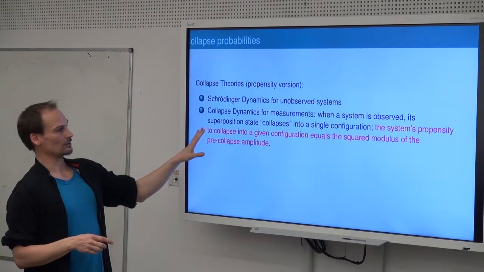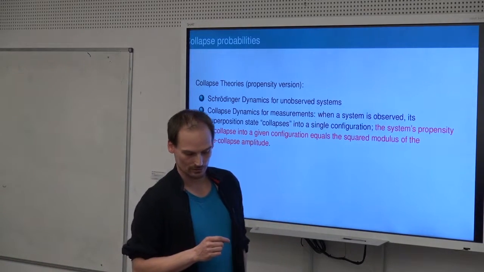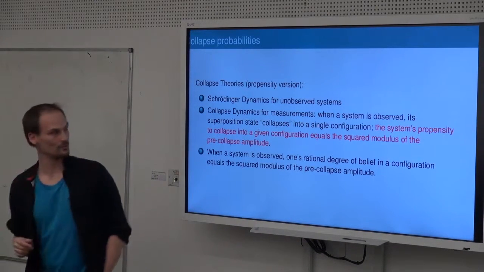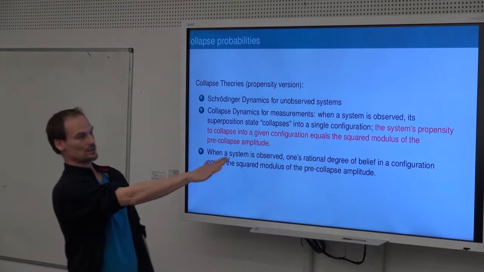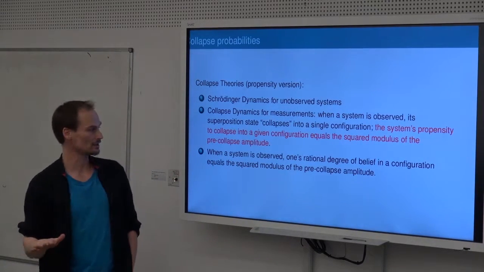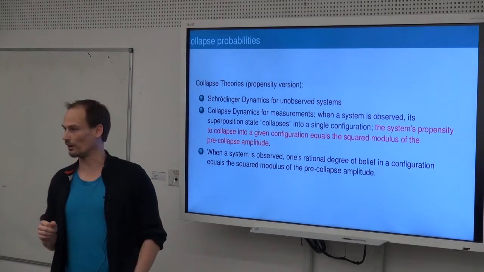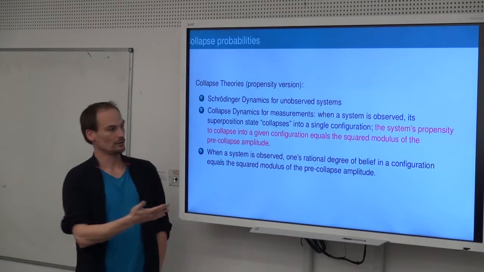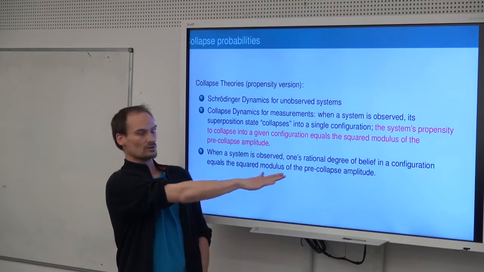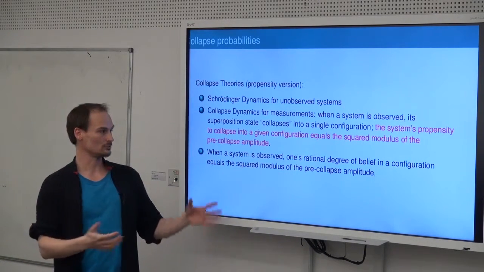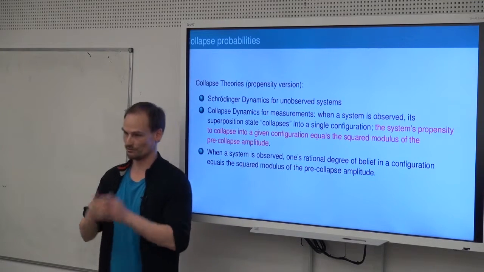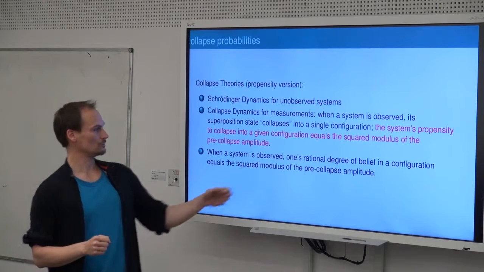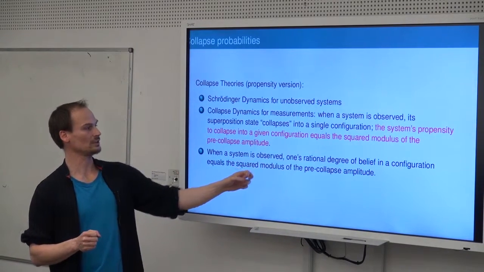So, but this account makes this very mysterious, because now the claim is that this holds, this third principle. When a system is observed, one's rational degree of belief in a given configuration equals the squared modulus of the pre-collapse amplitude. That's something, the pre-collapse amplitude, remember the squared modulus of this, that is the propensity. We have found what we wanted, a fundamental physical quantity that grounds the evolution. And now, of course, for this to do the work it's supposed to do, we need this connection.